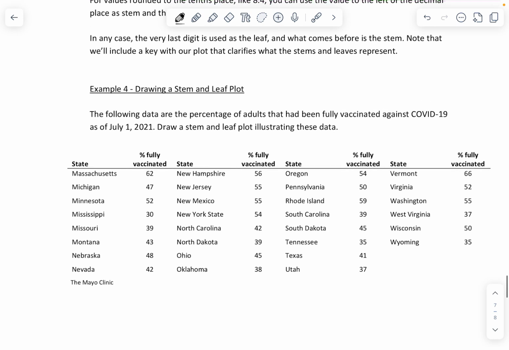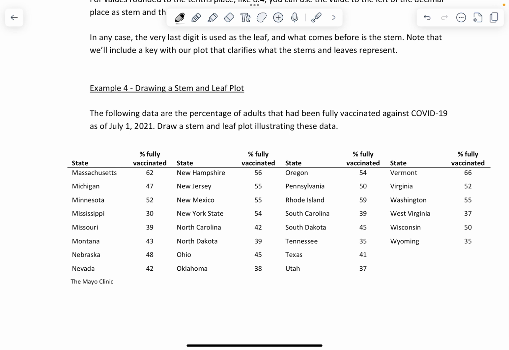So here's our data for our next example. The following data are the percentage of adults that had been fully vaccinated against COVID-19 as of July 1, 2021. Draw a stem and leaf plot illustrating this data.